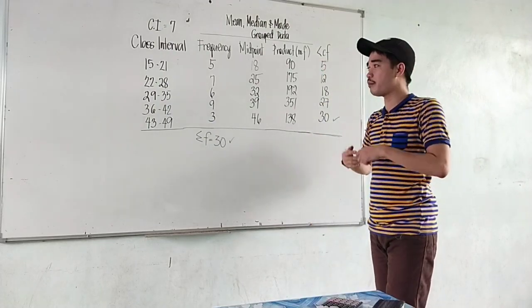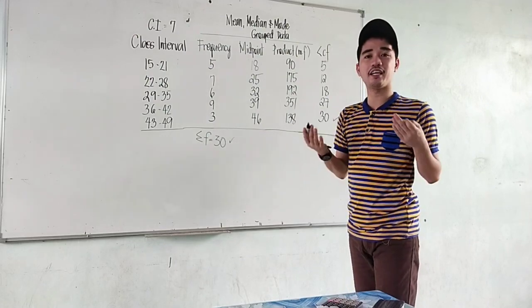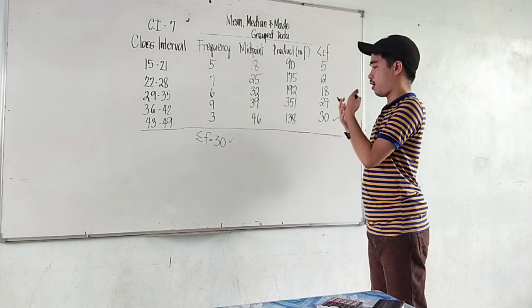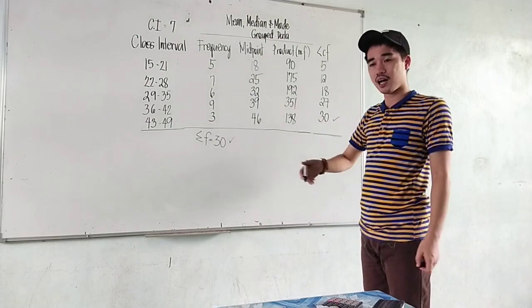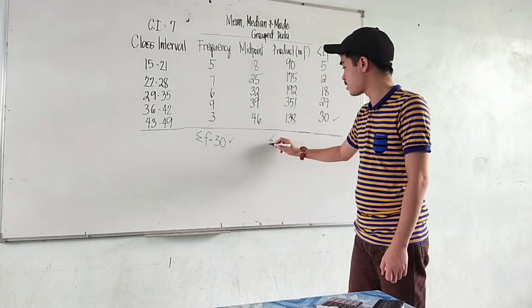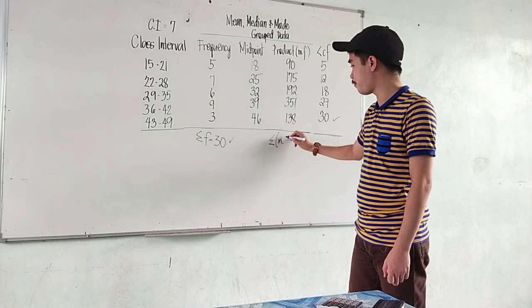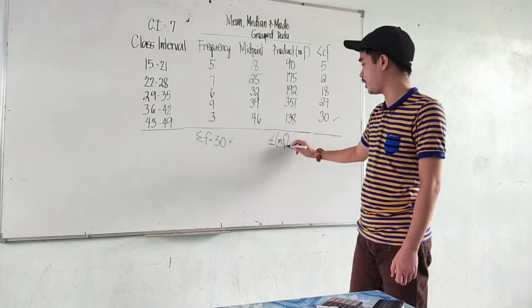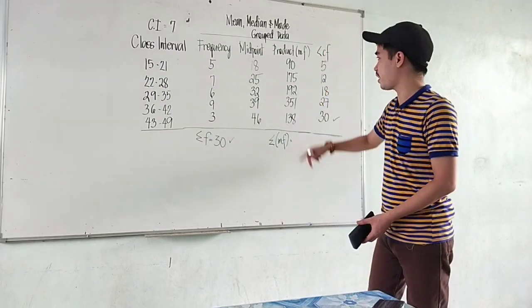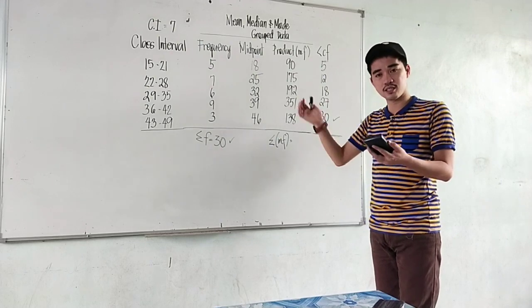Okay, from the given table, we can compute our mean. But before that, we just need to get the total summation of the product, midpoint times frequency. So we have here summation of xf. What we will do, guys, is total all the values under this column.